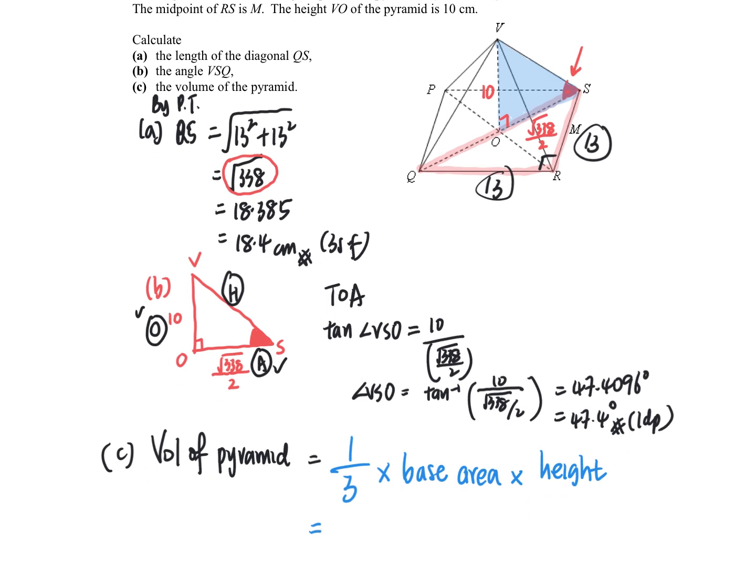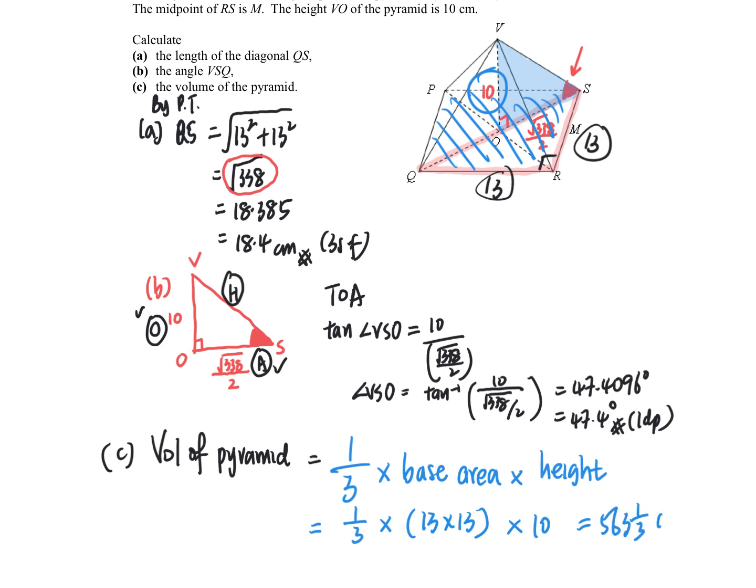In this case, the base is a area of a square. So 1/3 times 13 times 13. And my vertical height is 10. So this is the volume formula. Remember it. It will be useful. Okay, so it's 563 and 1/3 cm cube.